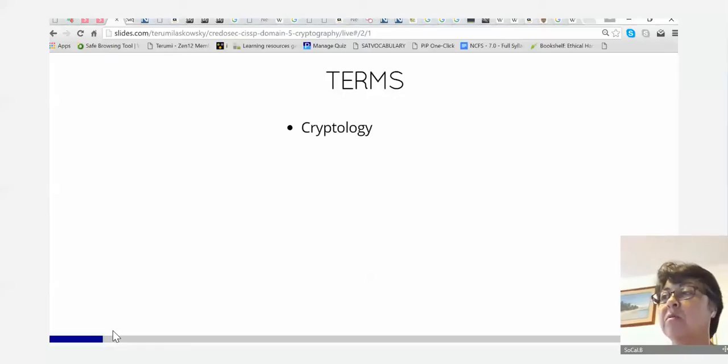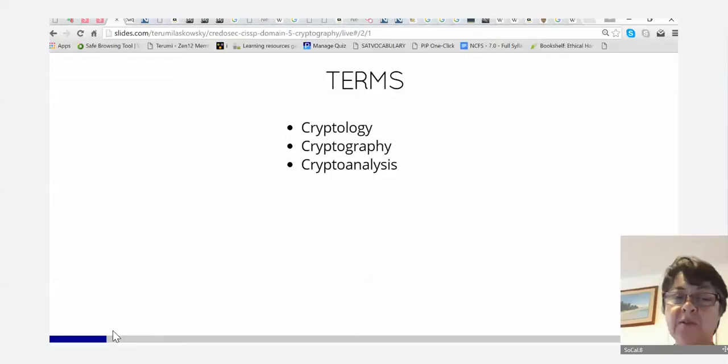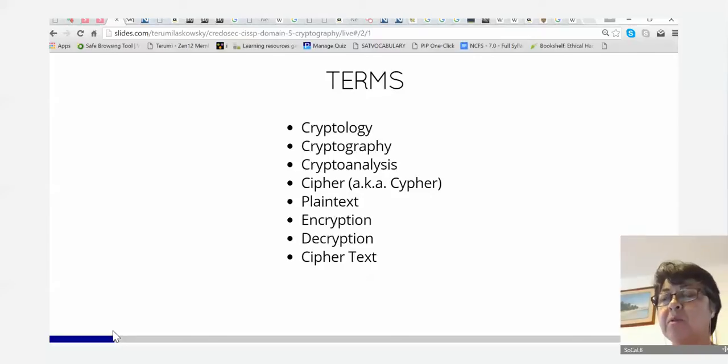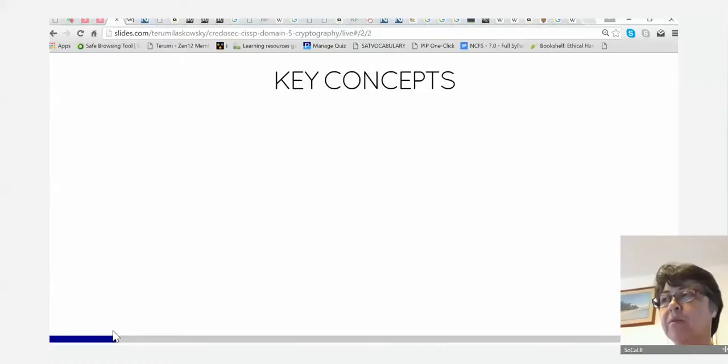Okay. So cryptology, right? Cryptography, cryptanalysis. You should know the definition of all these. Cipher, right? Algorithm. Plain text, right? And then you have the encryption. Then you have the cipher text. You have decryption, encryption, ciphertext. These are all the terms you need. Here, what we don't have are the keys, but we'll talk about the key concepts.